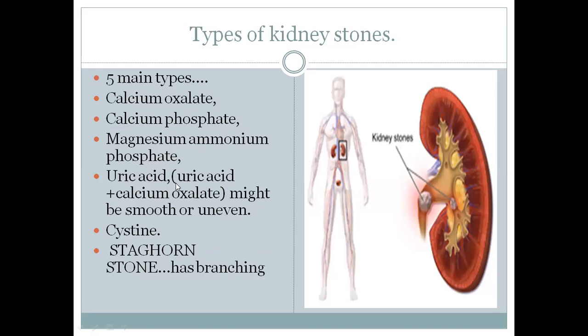They are produced when you already have calcium oxalate stones and then you have a high amount of uric acid in your blood, and then they combine and form uric acid stones, which might be smooth or uneven. Then you have cystine stones. Then we have some stones which are of different shapes. They are staghorn in shape.